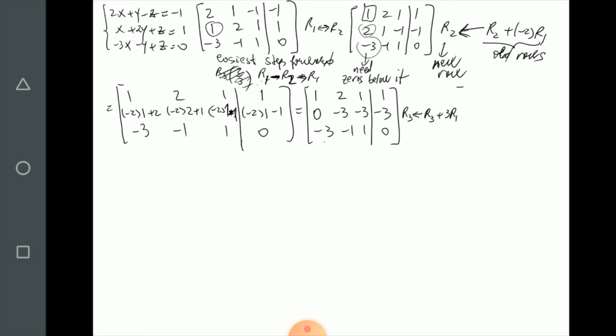And let's see if we can squeeze this in here. 1, 2, 1, and 1. And let's leave row 2 unchanged. And so now I have 1 times 3, or 3 times 1 minus 3, 2 times 3 minus 1, 1 times 3 plus 1, 1 times 3 plus 0.